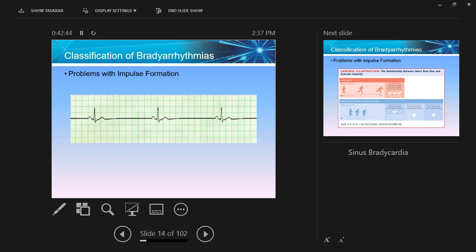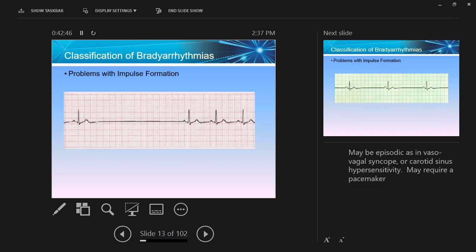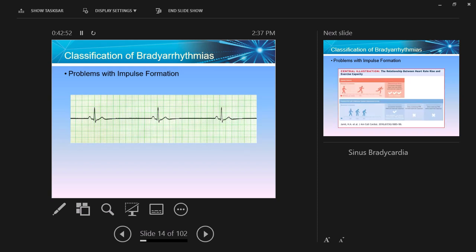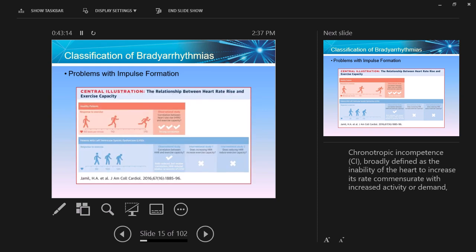Sinus bradycardia, okay, now we call this one sinus arrest. It is a problem of impulse formation. Sinus bradycardia is also a problem with impulse formation, all right? It doesn't generate enough of the beats. Now, your patient can be symptomatic or they can be non-symptomatic. This is solely looking at the electrical impulse and whether it is being formed correctly.